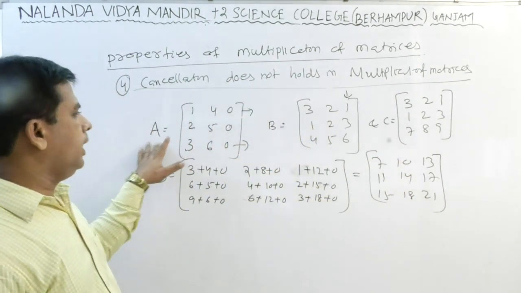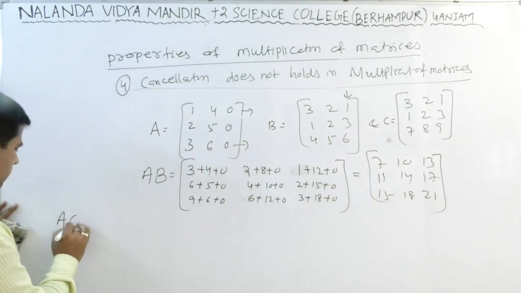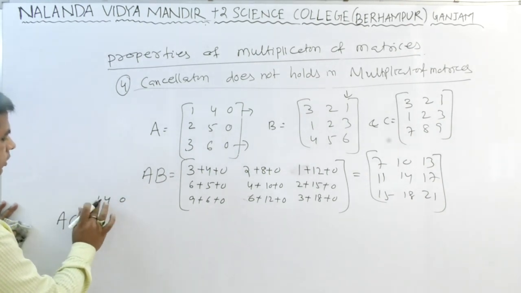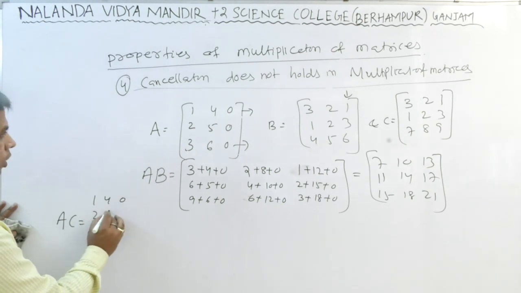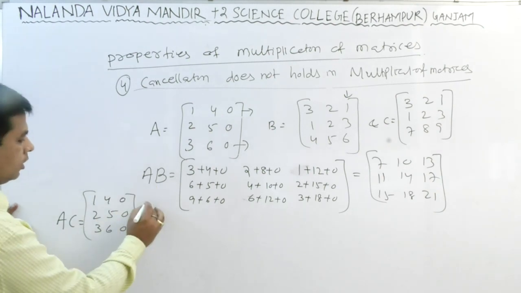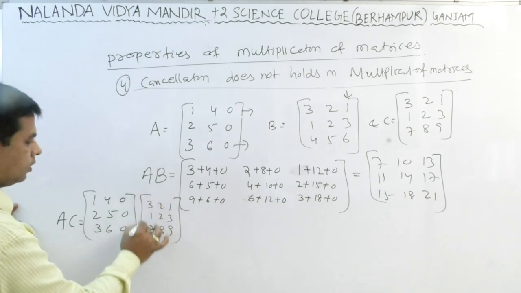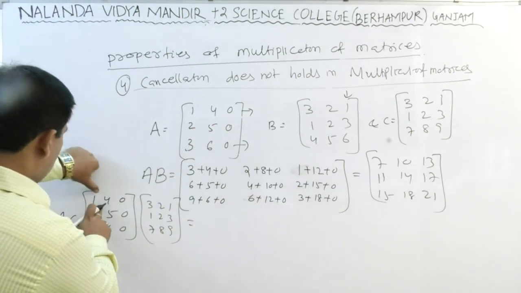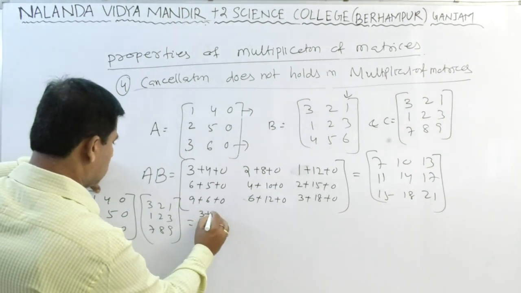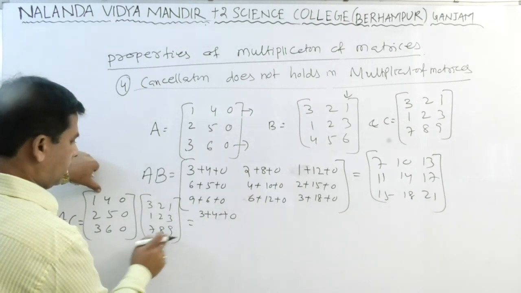Now we multiply A with C. AC is equal to A, which is 1 4 0, 2 5 0, 3 6 0, multiplied with 3, 2, 1, 1, 2, 3, 7, 8, 9, and this is our C. Now first row, first column: 1 into 3, 3, plus 4 into 1, 4, plus 0 into 7, 0.